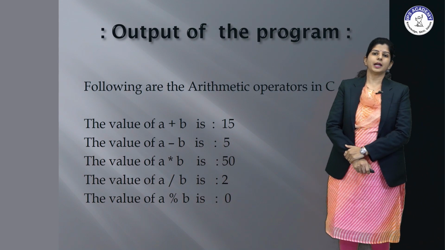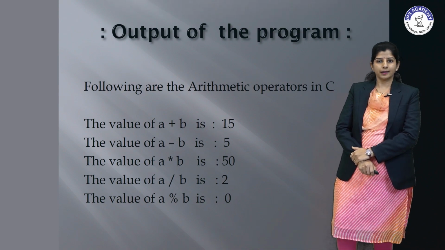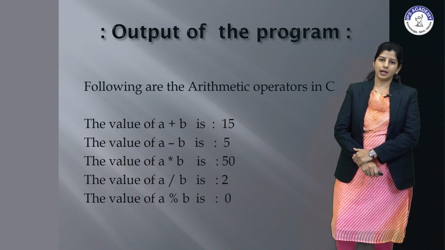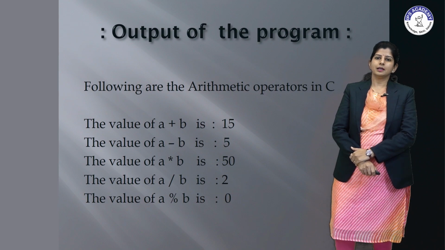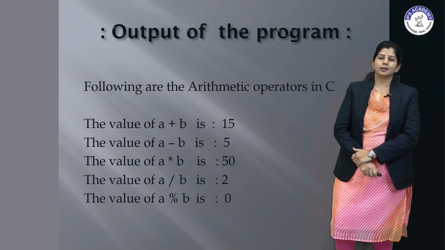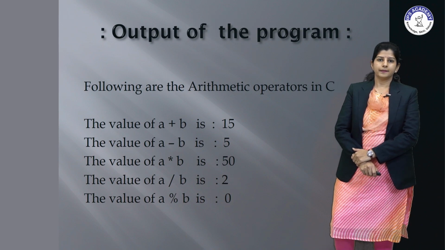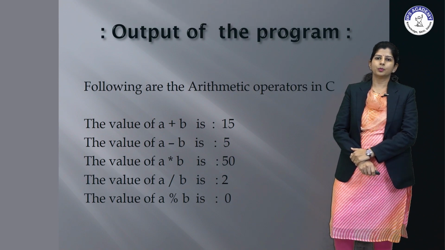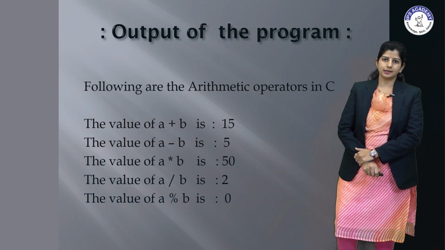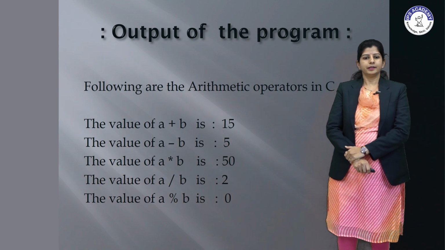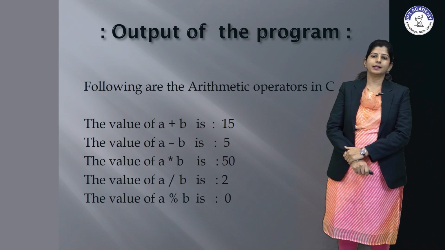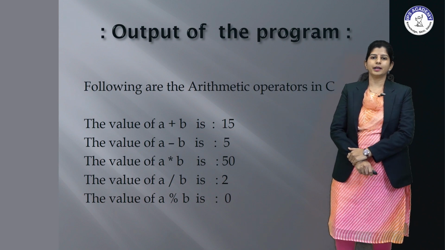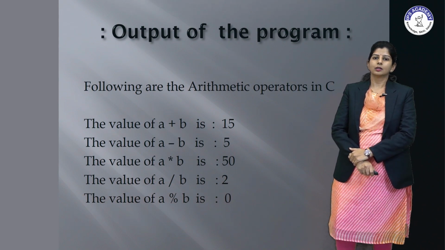Second one, the value of A minus B. When we want to subtract the two values, we get the result 5, because my value of A is 10 and B is 5. When we use the multiplication operator, we get the result 50, because both values multiply with each other: 10 into 5, that is 50. The value of A divide B is 2, because when we divide 10 by 5 we get 2 as the quotient, and the divide operator always gives us a quotient.